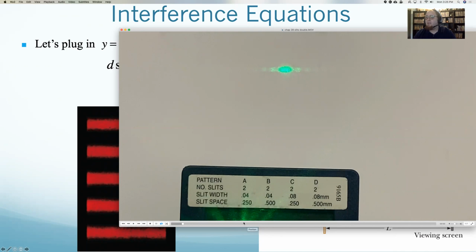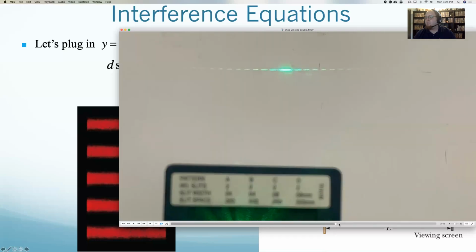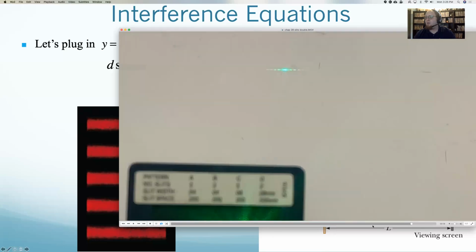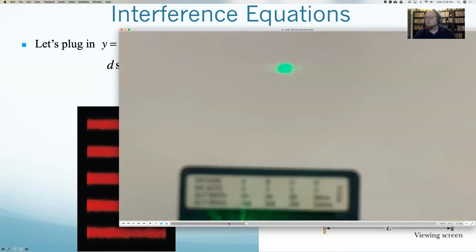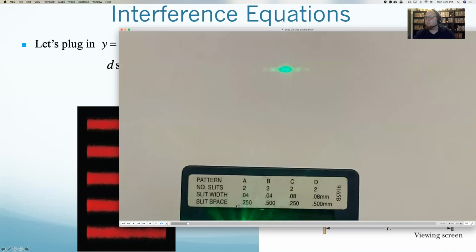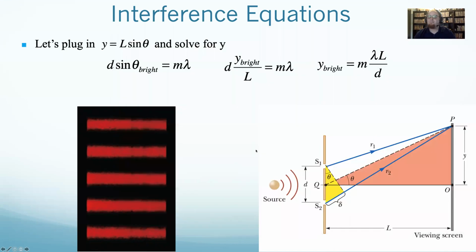Yes, okay, sorry. Slit width in this, I think, is actually the space between the slits, because that's the smaller. 0.04, 0.5, that's the space between them. When I changed the slit width, 0.08, 0.08, changing the slit width had no effect. It was only when I changed the space between them.